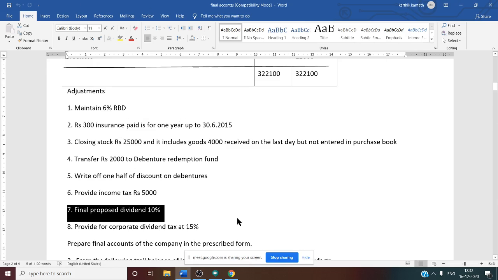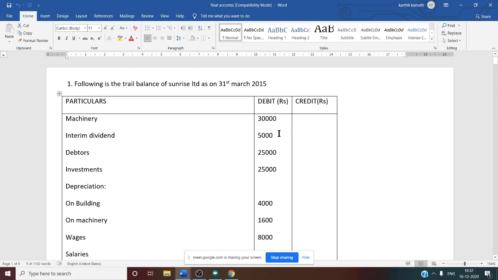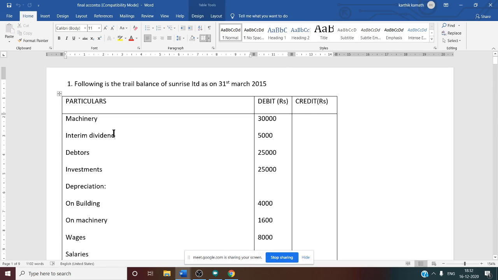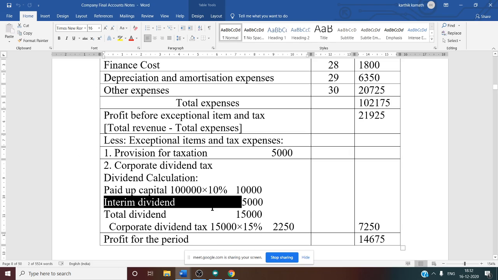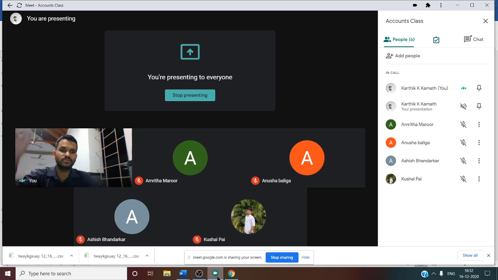In the trial balance, if you see, an interim dividend is already given. Where is it given? See, this interim dividend 5,000 is mentioned, so you have to consider that. So finally, the total dividend paid by the company is 10,000 plus 5,000, that is 15,000. On this 15,000 we have to calculate corporate dividend tax.